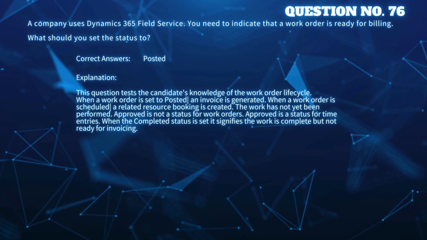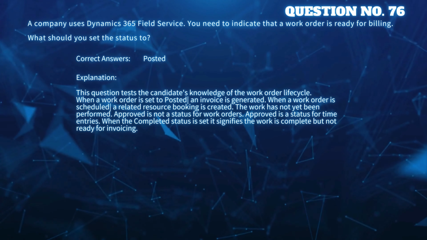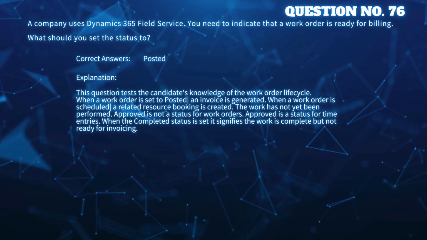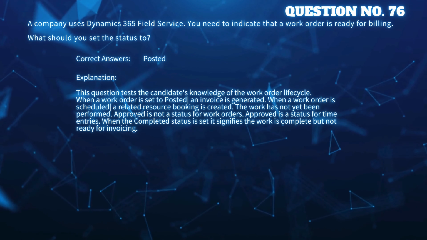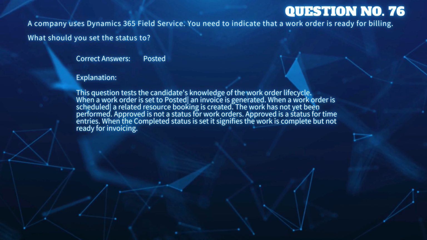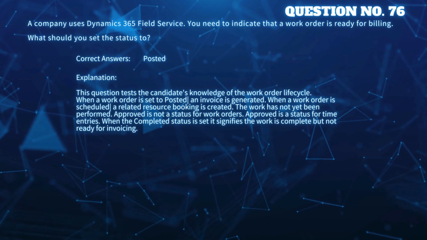When a work order is set to posted, an invoice is generated. When a work order is scheduled, a related resource booking is created. The work has not yet been performed. Approved is not a status for work orders. Approved is a status for time entries. When the completed status is set, it signifies the work is complete but not ready for invoicing.